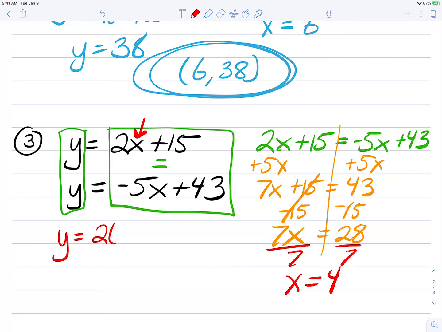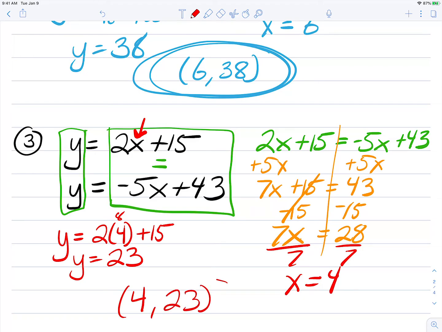Y equals 2 times 4, because x is no longer a mystery, it's a 4, plus 15. And 2 times 4 is 8, plus 15 is 23, which means that these two lines cross at 4, comma 23. Again, I wouldn't want to graph that. It'd be a pretty big graph, but I was able to solve it algebraically.